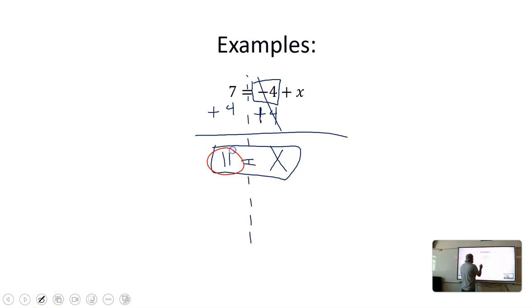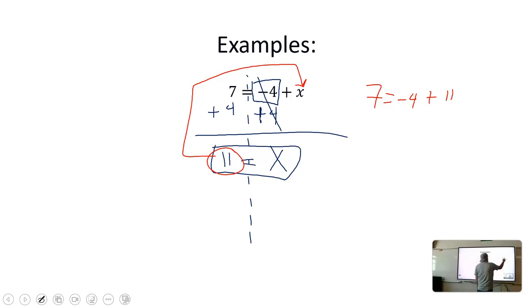Now, let's see if that is actually true. Let's take our 11, plug it in right here. So we got 7 equals -4 plus 11. -4 plus 11 is 7. So awesome. That is correct.